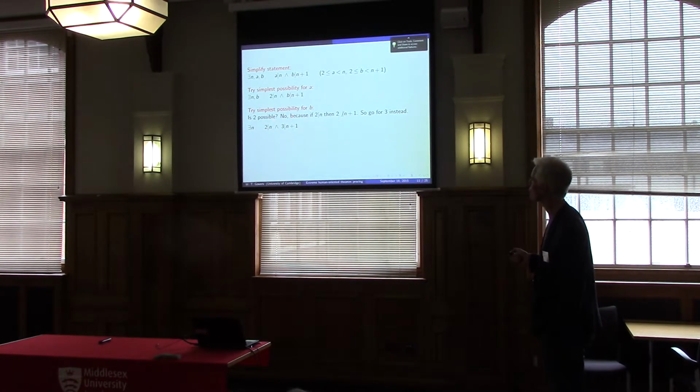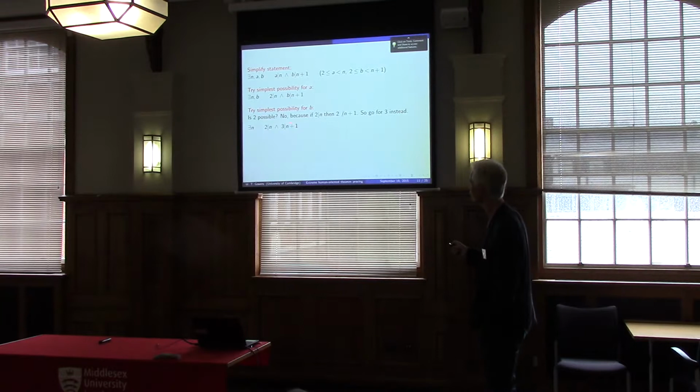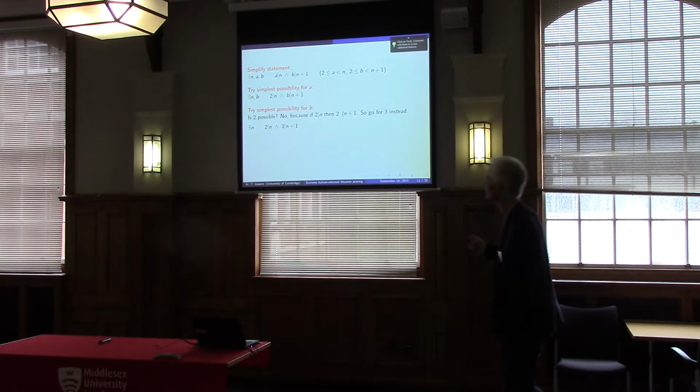With a little bit of thought, you see that if 2 goes into n, it won't go into n plus 1, so that rules out 2, so we better go for 3. So we've got 2 to go into n, 3 to go into n plus 1. If we couldn't find such an n, that might mean that 2 and 3 were a bad choice, and we'd go back and try some other things.